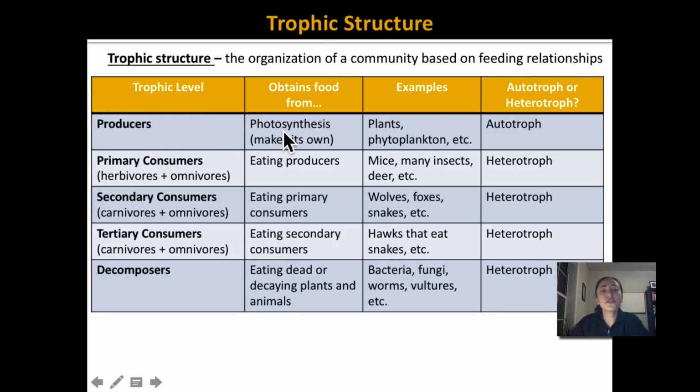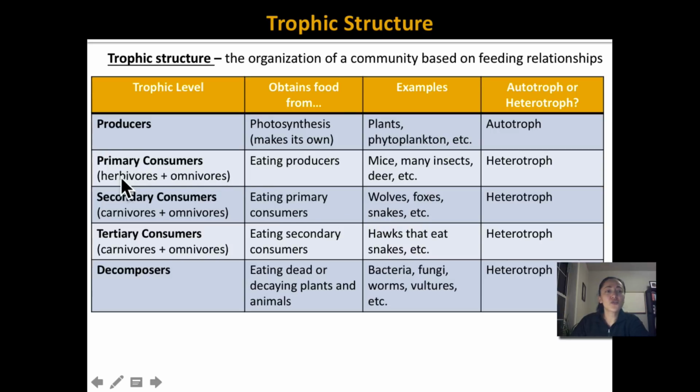And producers, therefore, can make their own food, and they usually make their own food through photosynthesis. Examples of producers would include things like plants or phytoplankton. These are things that actually produce food through photosynthesis. Notice producers are also autotrophs. Autotroph means they make their own food. All the other trophic levels are heterotrophs.